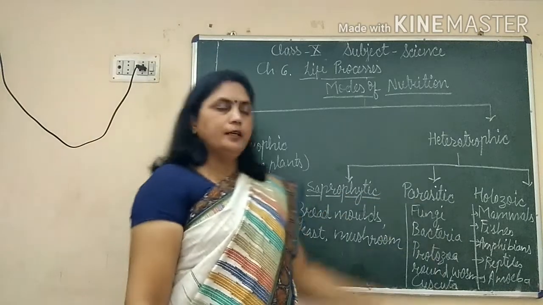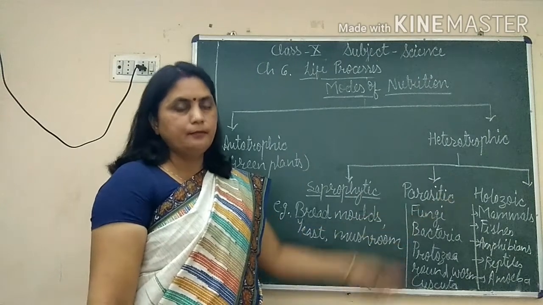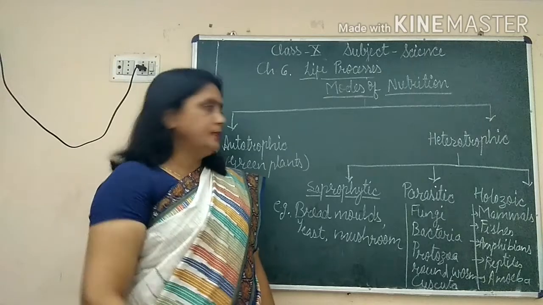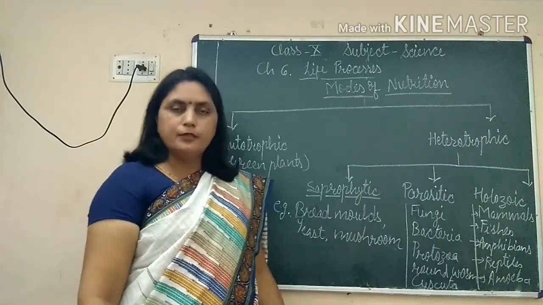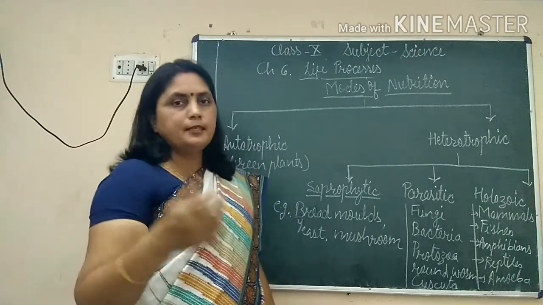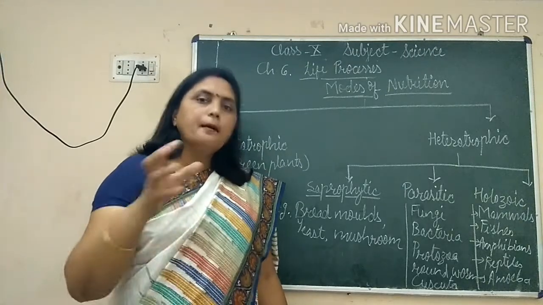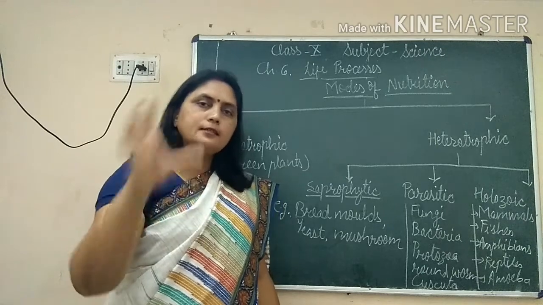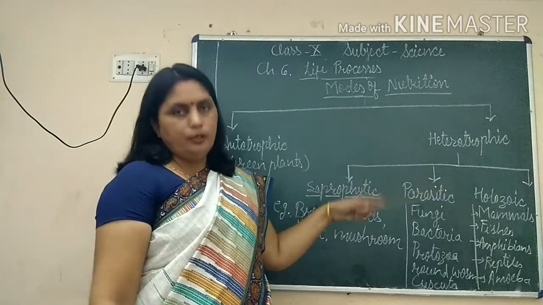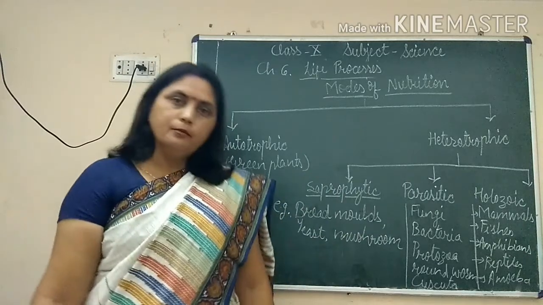Now we come to the heterotrophic mode of nutrition. Hetero means others, trophic means nutrition. When organisms get their nutrition from other organisms, then this is called the heterotrophic mode of nutrition. That means they are not capable of taking inorganic substances directly from their environment and converting them into organic substances, but they have to take some ready-made organic substances. They are called heterotrophic organisms or heterotrophs, and this mode of nutrition is called the heterotrophic mode of nutrition.